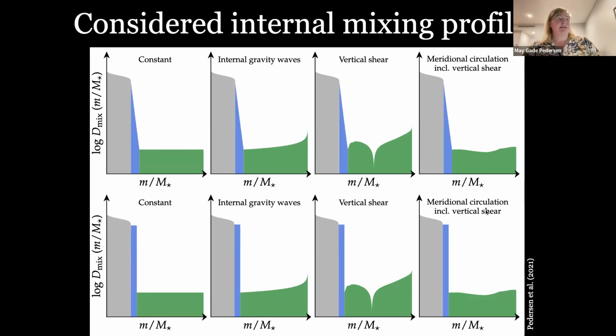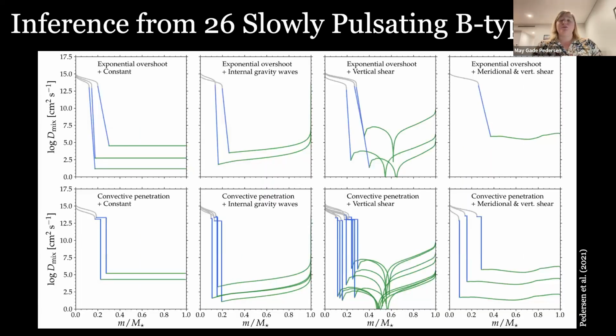On top of that, we consider 4 different shapes of the envelope mixing, which when combined with the 2 different shapes of convective boundary mixing gives us a total of 8 different profiles. For each one of these profiles, we calculated stellar structure and evolution models, a grid of those, and then tried to see which ones did the best at reproducing the observed period spacing patterns. So this is essentially the result.